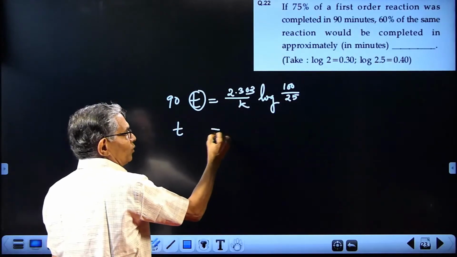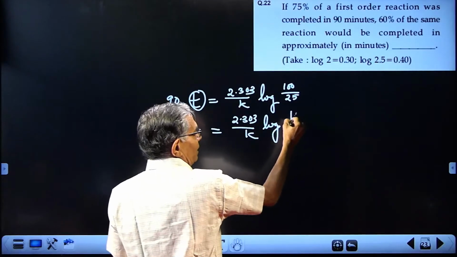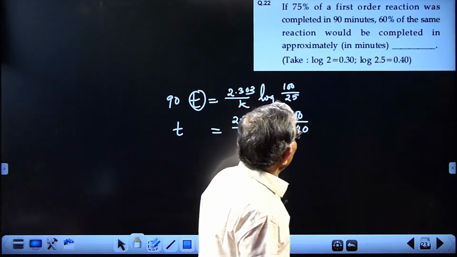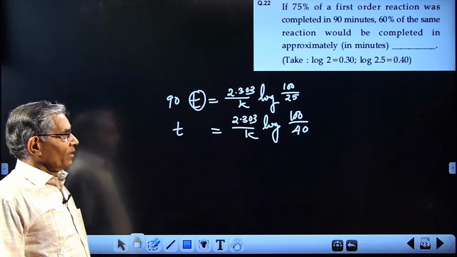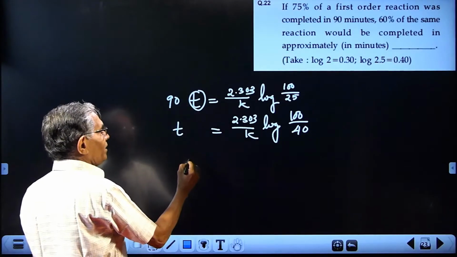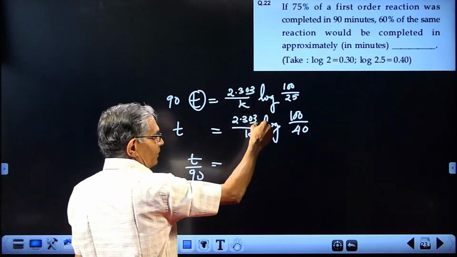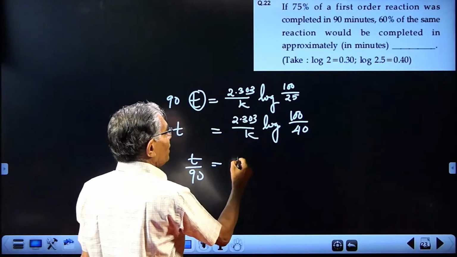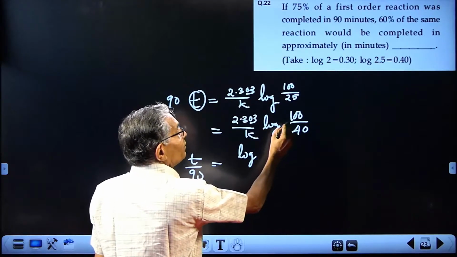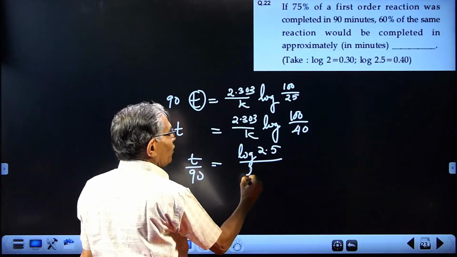The second case is that 60% should be completed, but the time we don't know. So t is equal to 2.303 divided by k log 100 divided by the remaining, which is only 40. 100 by 40, for 60% to be completed. So find the ratio, divide. I will write the other way: t by 90 equals, this cancels, log will not cancel, of course. I can write 10 by 4, that is 5 by 2, so it is 2.5, divided by log 4.